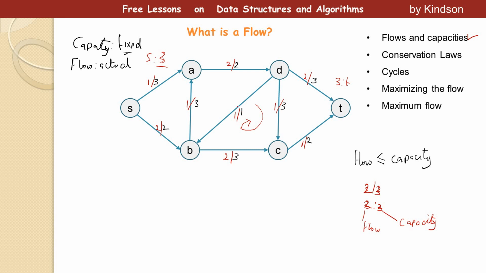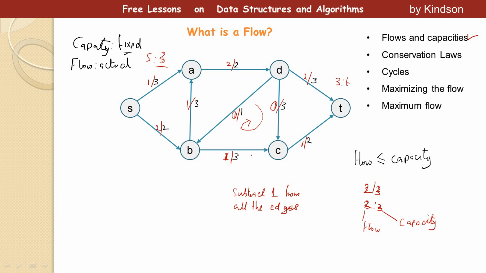There's something interesting about the cycle. You can actually adjust the flow in a cycle and still obey these laws. So for instance, let's say we set this to 0, this to 0, this to 0, and this to 1. What happens is, in a cycle, I subtract 1 from all the edges. So when we talk about maximization, this technique might come in handy at a later time. So I've subtracted 0, subtracted 0, and subtracted 1.